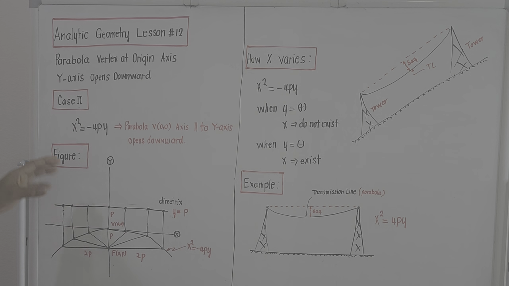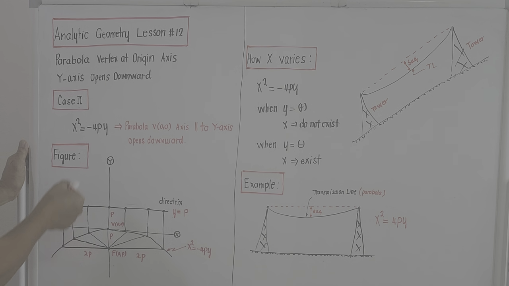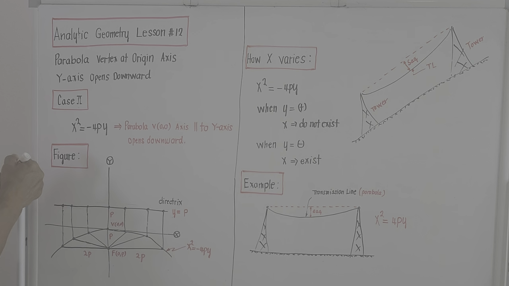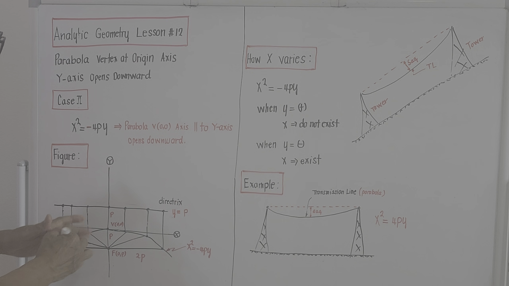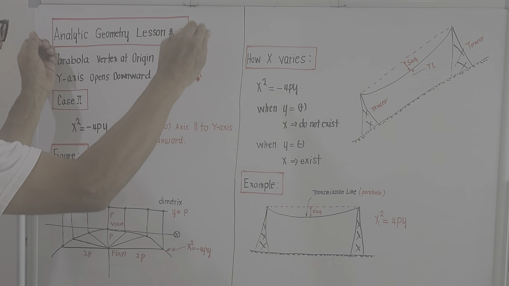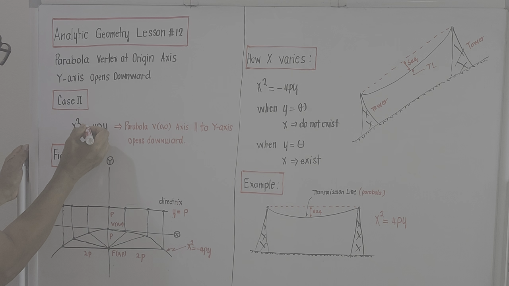Their equations are actually almost the same, except that for case number 2, the one that opens downward, this should be a negative. There's a negative sign here. The significance of this negative sign is that the parabola actually opens downward, instead of upward, because for upward, this is plus. That was lesson number 11.